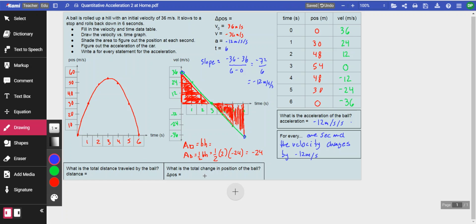What's the total change in the position? Well, it starts at 0 and ends at 0, so the total change in position is 0 meters. But how far did it go? If you think about this as the position axis, it went out to 54 and then came back to 0. So it went 54 out and 54 back for a total of 108 meters. Hopefully that clears up how to do that.